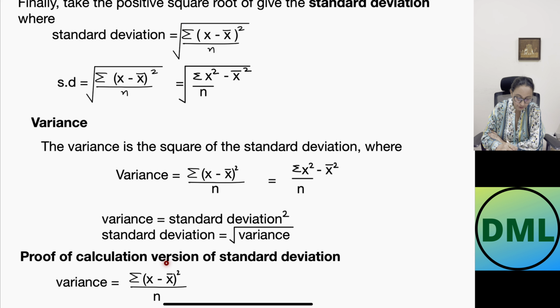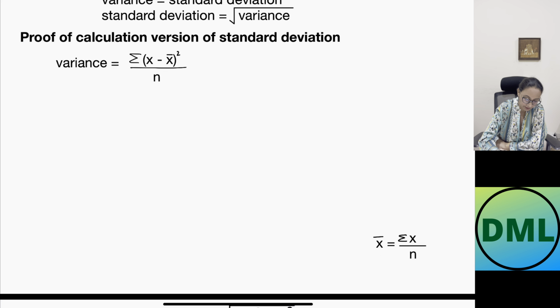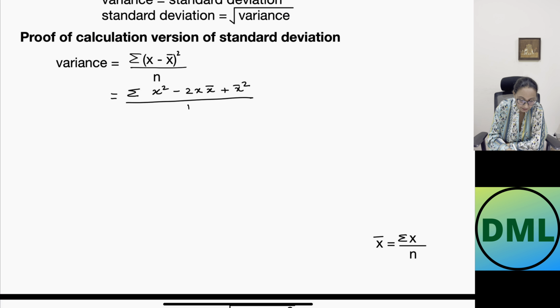Let's see the proof that these two values of the standard deviation are the same. We will derive it right now. Variance is given by sigma of x minus x bar the whole square over n. Let's apply the formula for a minus b the whole square and expand it. This will be written as sigma of x square minus 2x x bar plus x bar the whole square over n. This will be written as sigma of x square minus sigma of 2x x bar plus sigma of x bar the whole square over n.